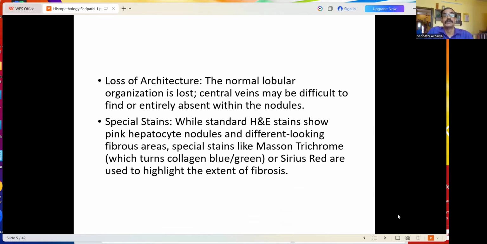So, loss of architecture. A normal lobular organization is lost. Central veins may be difficult to find or entirely absent within the nodules. Special stains. While standard hematoxylin and eosin stains show pink hepatocyte nodules and different looking fibrous areas, special stains like Masson trichrome, which turns collagen blue-green, or Sirius red, are used to highlight the extent of fibrosis.